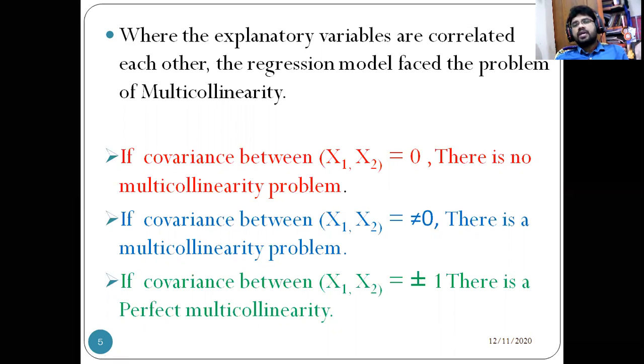For example, if the covariance between the x1 and x2 variables is plus or minus 1, nothing but the correlation between the independent variables is equal to 1, whether minus or plus, then there is perfect multicollinearity, nothing but a strong multicollinearity problem in our model. So that is the case we discussed.